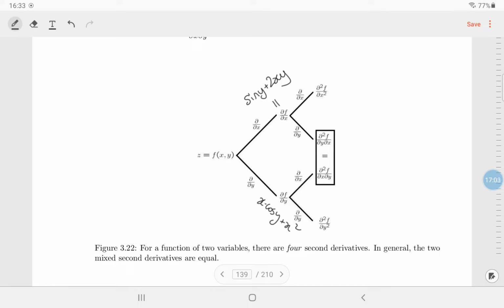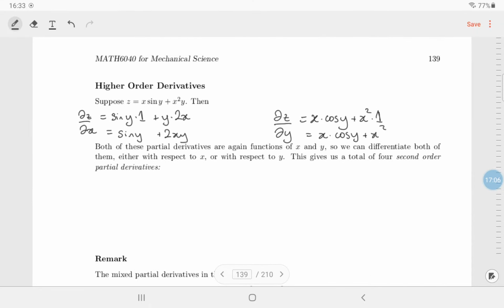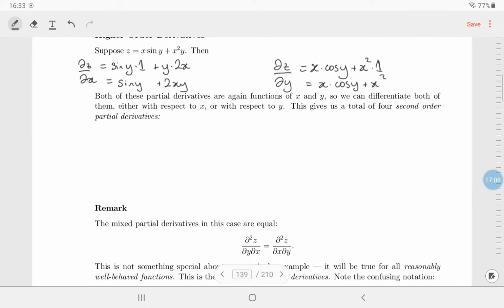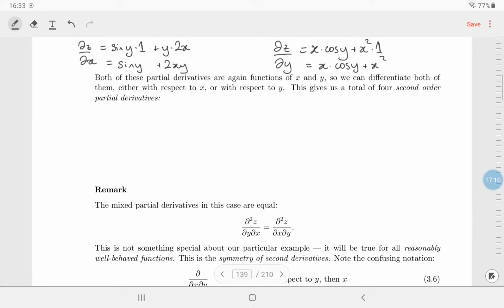Now, the notation is a little bit difficult, but we're going to have some good news at the end. So the first thing is we're going to look at the second derivative with respect to x. So this is written as differentiate twice. What are you differentiating? z, both times with respect to x. The other one is you could differentiate twice. What are we differentiating? z, first with respect to x and then with respect to y.